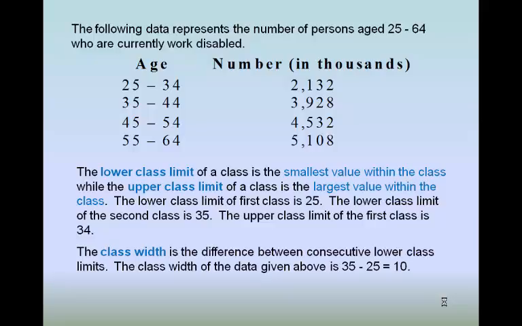The class width is the difference between consecutive lower class limits. So the class width for the data above is 10. We can get that by doing 35 minus 25, or 45 minus 35, or 55 minus 45.